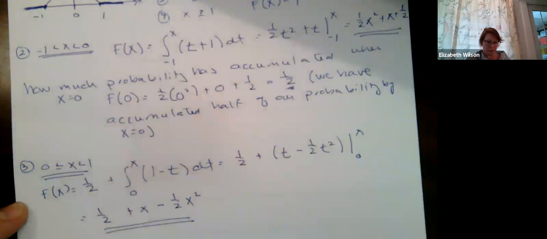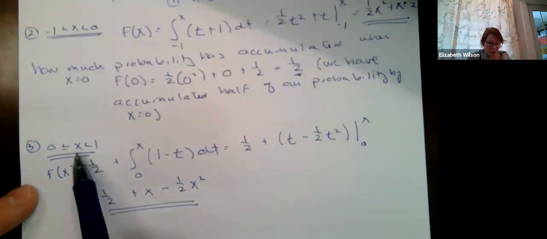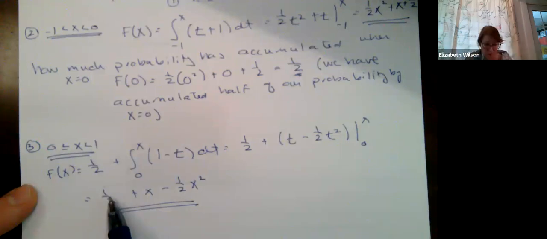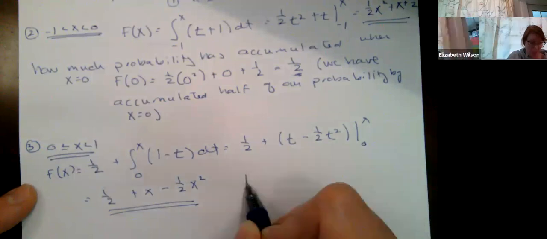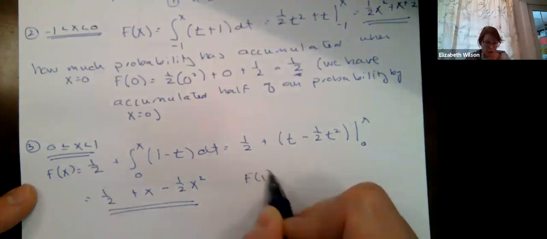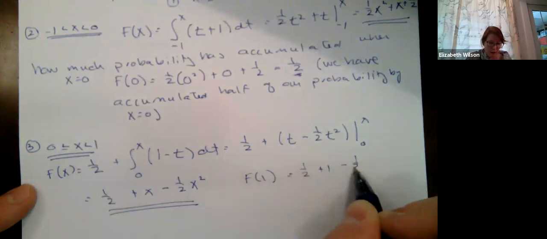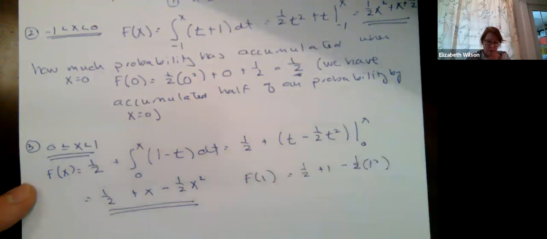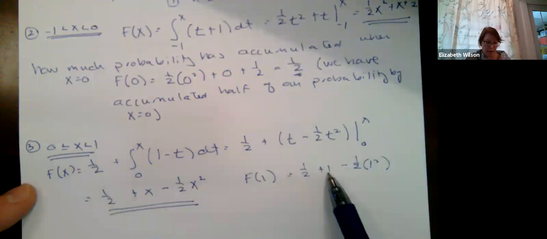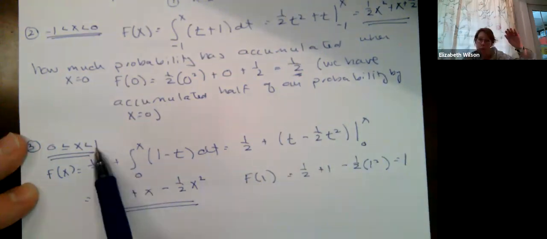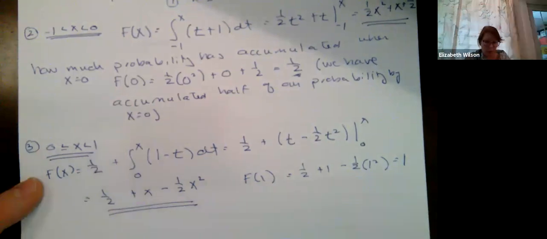Okay, because think about it, this describes the second half. I have to take into account how much I've accumulated already when I start my interval, and then find out the rest of it that I'm going to be accumulating as I go. And you can think about it, when I go f of 1, I should have accumulated everything. So if I plug in f of 1, I'm going to get 1/2 plus 1 minus 1/2 1 squared. 1/2 minus 1/2 plus 1 is going to give me 1. So by the end of this interval, I will have accumulated all the probability that I'm going to accumulate, accumulated 1. So these are good cross checks.